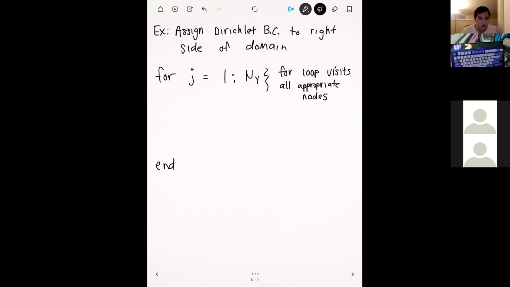And so in this case, since we want to visit all of the nodes on the right side of the domain, then we loop over J like this. And so that's kind of the first part of these kinds of loops.